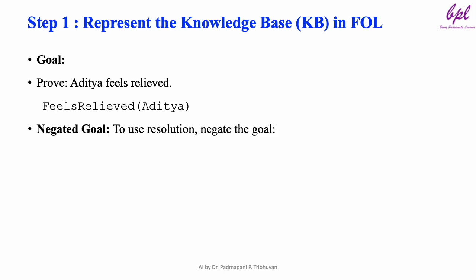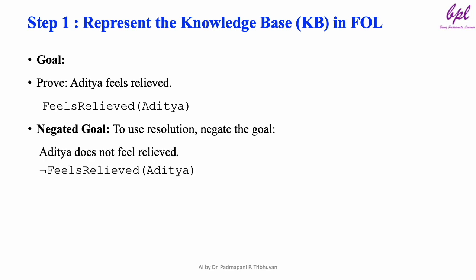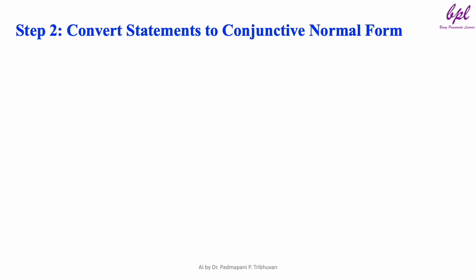Negated goal. To use the resolution method, we first negate the goal. So instead of proving that Aditya feels relieved, we will assume the opposite: Aditya does not feel relieved. With these FOL statements, we are now ready to apply the resolution method and try to derive the contradiction from the negated goal.